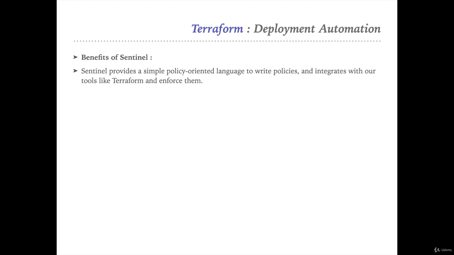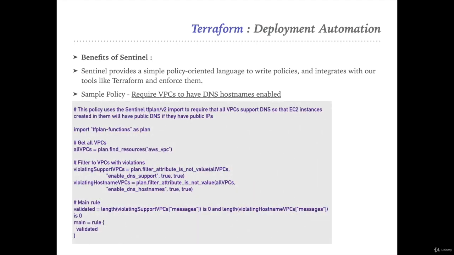Sentinel is the solution for that kind of problem. Sentinel provides a simple policy-oriented language to write the policies and integrates with our tools like Terraform, and enforces them on the Terraform resources or the cloud resources. Here I am sharing a sample policy. That policy requires the VPC to have DNS hostnames enabled. And here is the policy.